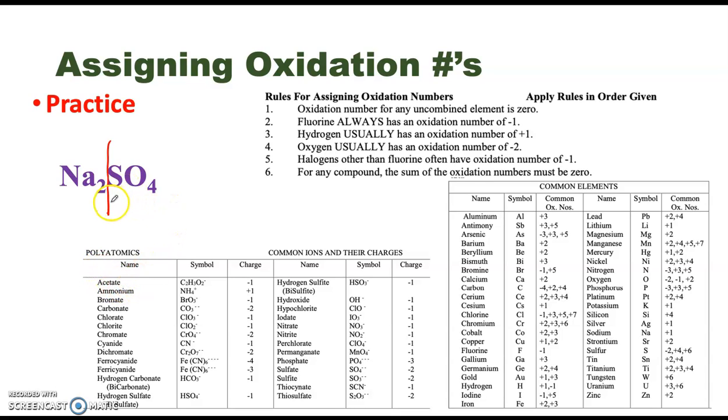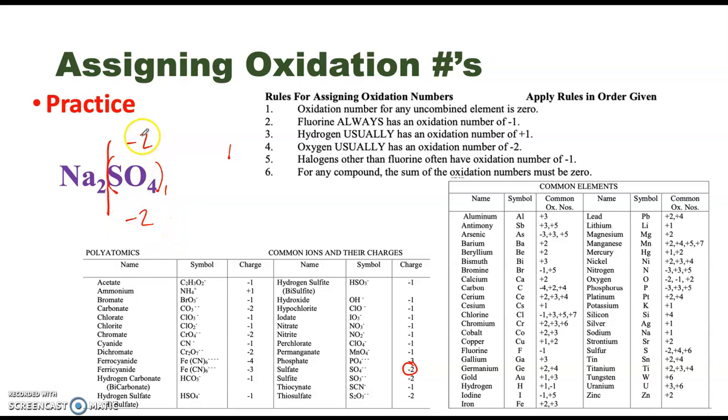Na2SO4. This is a polyatomic, SO4. The nice thing about polyatomics is they only ever have one oxidation option. So this is a -2 charge. Now how many are there? That's the question. If it's a polyatomic and there are no parentheses around it, that means there's only one of them. So there's only one of these SO4s. -2 times 1 is -2.